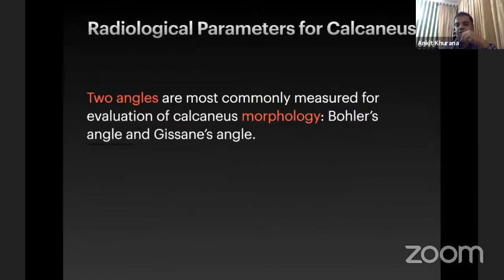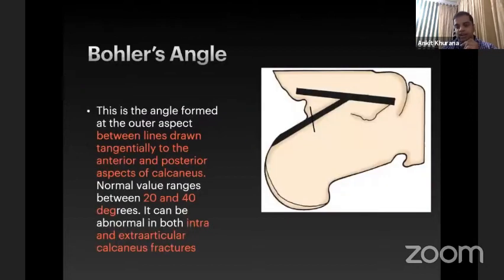There are two common radiological parameters that are used to assess calcaneal morphology on the lateral view, which are the Bohler and the Gissane's angle. The Bohler angle is drawn between the anterior and posterior surface of the calcaneum, the superior part, and it helps give an idea about the calcaneal heel height. The normal Bohler's angle is between 20 and 40 degrees and can be disrupted in both intra- as well as extra-articular fractures of the calcaneus.